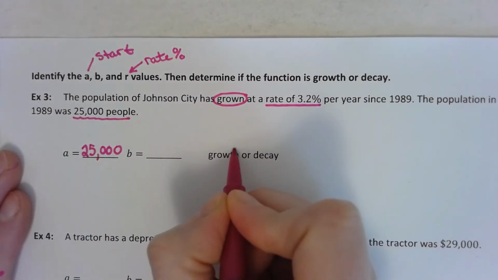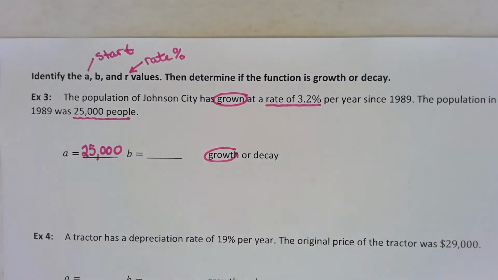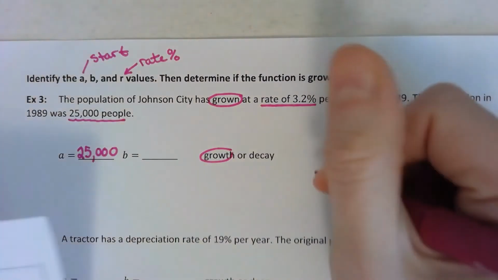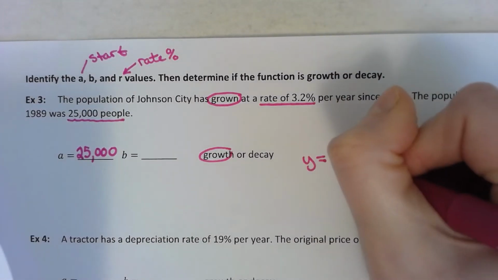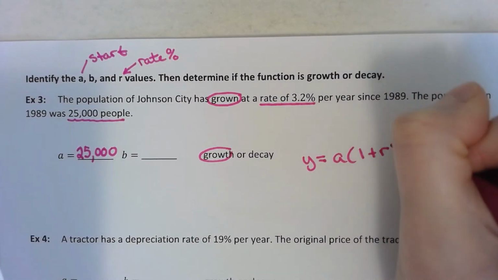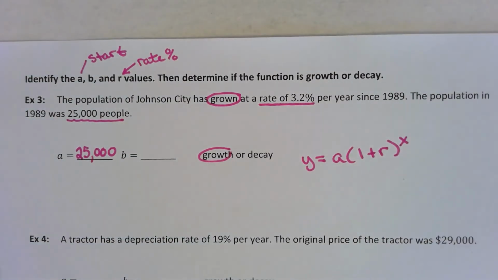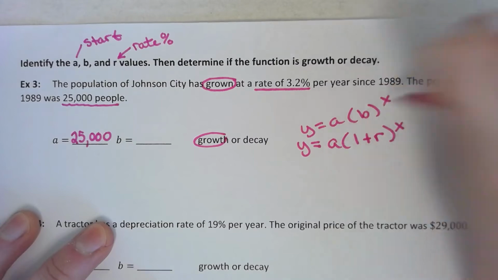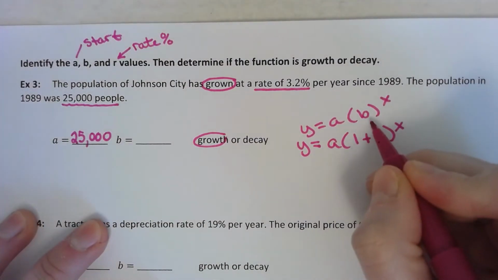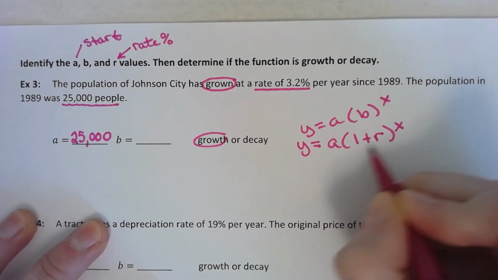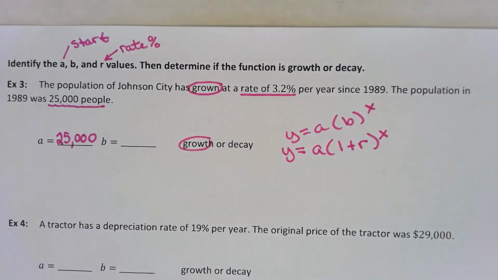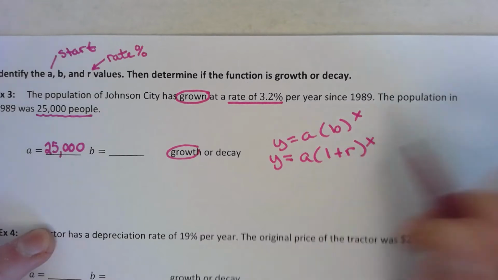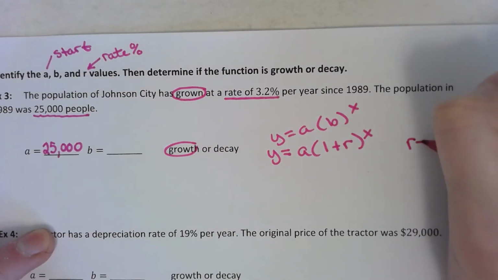Now in the problem, it said that this is exponential growth. They said it's growing. So the equation I'm actually looking at right here is y is equal to a times 1 plus r to the x power. And remember, in y equals a times b to the x power, that b value is the same thing as 1 plus your rate. Okay, so if b is the same thing as 1 plus my rate, I need to know what my rate is.